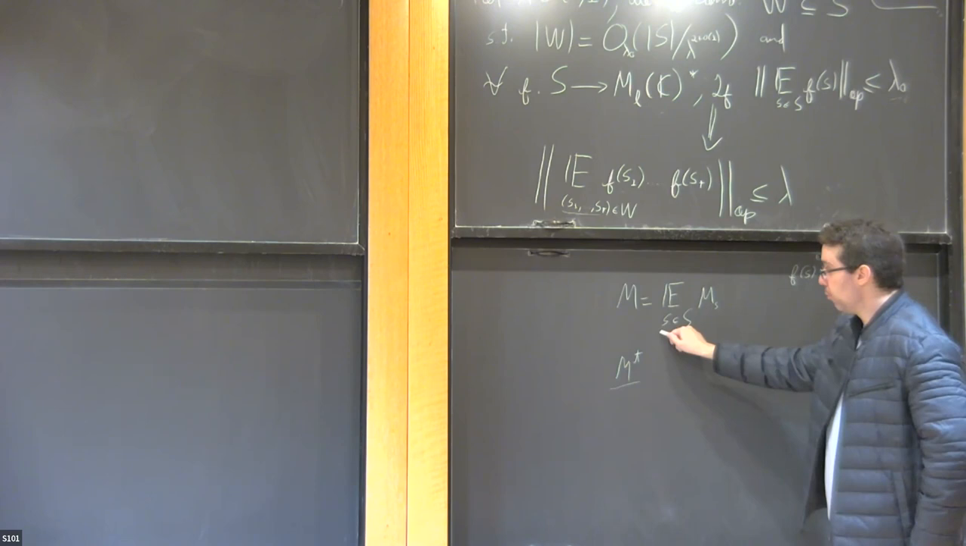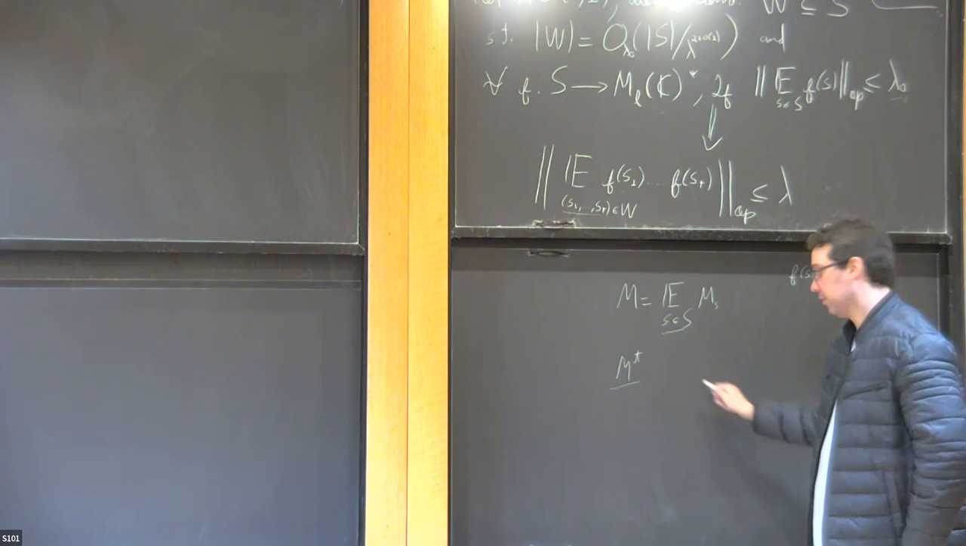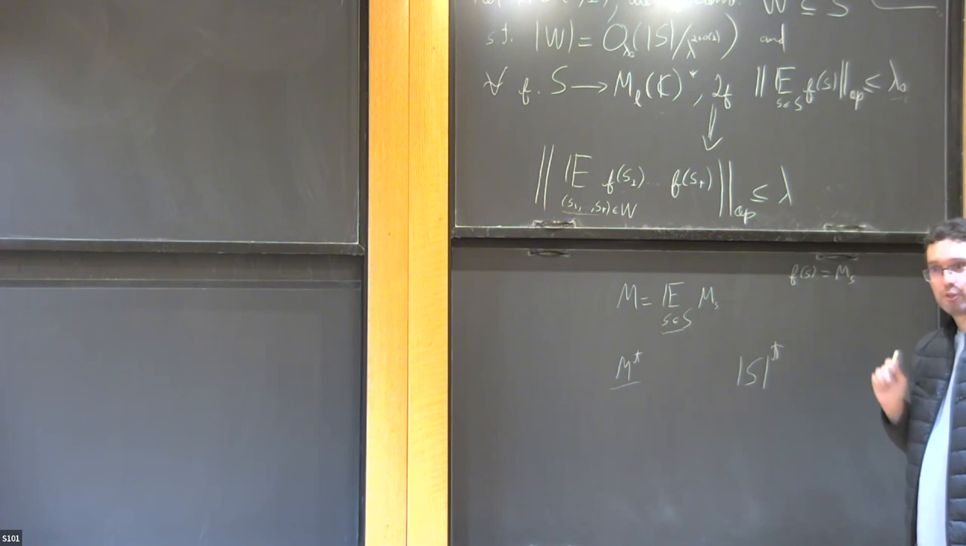What is going to be the support of the distribution? It's going to be S to the T. We have a huge blow up in the support. So you want a very efficient way of de-randomizing powers. That's where this is coming from.